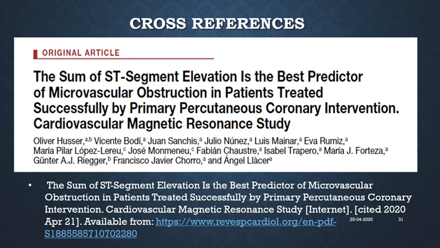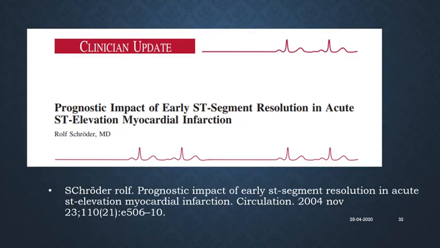Cross references. According to the authors of this study, similar articles which compare the STE and STR with LVEF and hospital outcome have not been found in national or international journals. However, an article published in Revista Española de Cardiología in Spain found that sum of STE is a predictor for microvascular obstruction in patients treated successfully by primary PCI. An article published in Circulation, a journal by AHA, found that the early STR percentage is a good prognostic factor for acute STEMI.